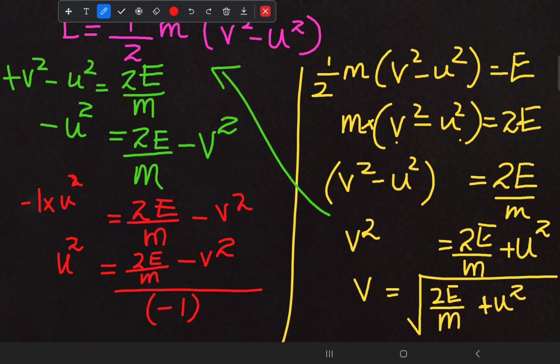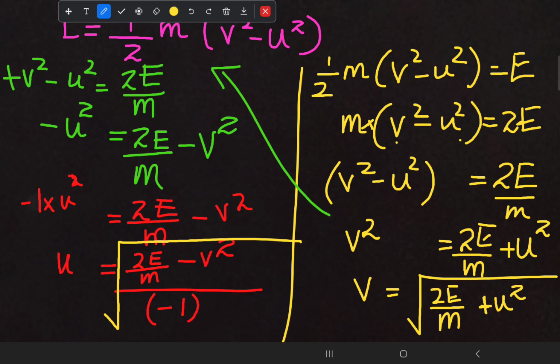In your denominator, you should indicate the dividend. Here, this is a multiplicand. To oppose that, here it became a dividend. Finally, to find the u value, I'll write here: u will become the square root of this total value, 2e upon m minus v square, divided by negative 1, and there is a whole square root. This is our u.